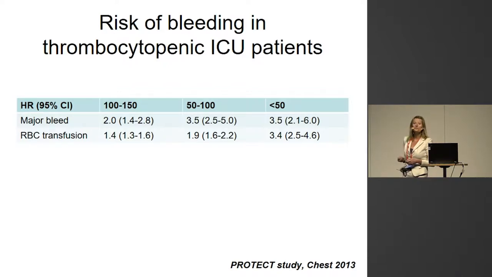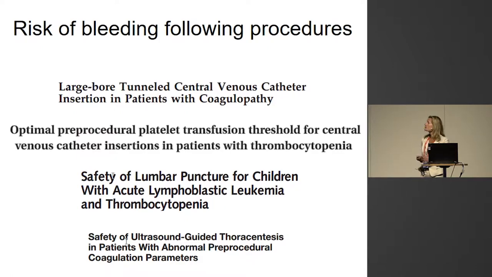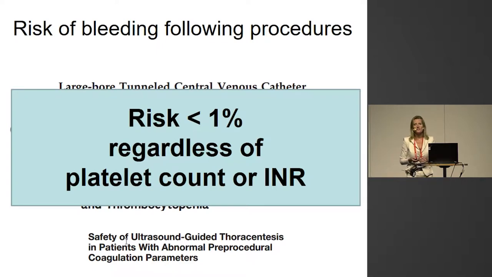But what this also tells you is that also patients with just a little bit of a low platelet count, you know, 100 to 150, I guess nobody will think about platelet transfusion in that category. Also, these patients have an increased bleeding risk, so there is just no really safe threshold that could guide your therapy decisions there. What about procedures? We do a lot of procedures, always a bit worried about bleeding. There are a whole lot of observational studies out there, and we can summarize it with the sentence that the risk following procedures is actually quite low. And whether or not you have a low platelet count or an elevated INR, it doesn't matter. It's just a low risk.